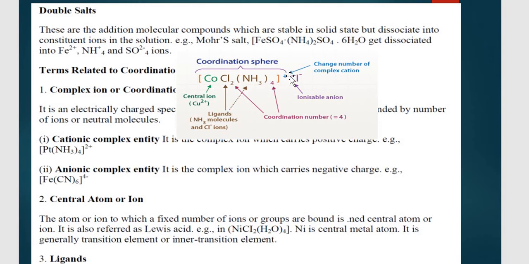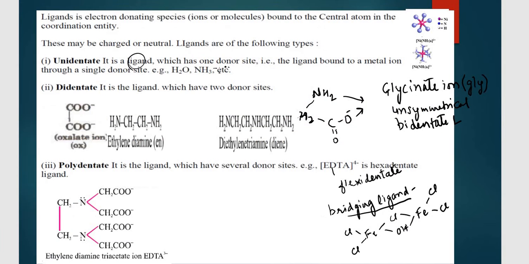After that, we studied the different terms used, like the coordination complex or ion. It can be cationic or anionic depending upon the charge on it. If you find a positive charge here, it means it's a cationic entity. And if you find a negative charge, like this one, we call it an anionic complex or anionic entity. Then we have a central atom, which is mainly a transition element or an inner transition element, joined to different ligands by a coordinate bond. Now, what are ligands? Ligands are the electron donating species. They can be ions or normal molecules.